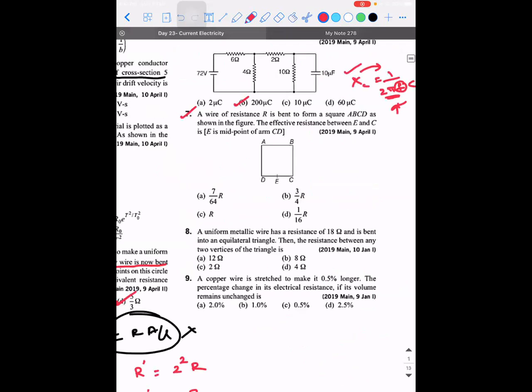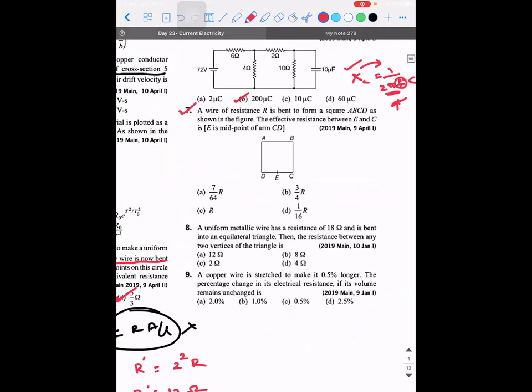So look at the seventh one. There is a wire of resistance R which is bent to a square ABCD as shown in the figure. Find the effective resistance between the points E and C, where E is the midpoint of the arm CD. So they are asking what is the equivalent resistance between these 2 points. Whenever they ask equivalent resistance, meaning between those 2 points there is a battery connected. So you have to redraw the circuit and then solve it. Okay? So there is a wire of resistance R that is bent to form a square.